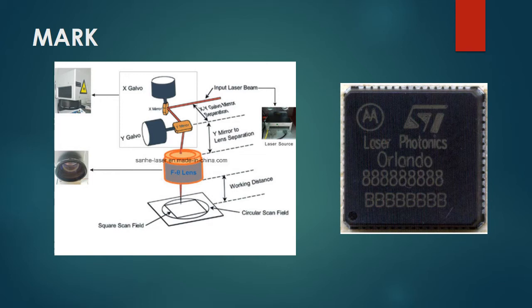On the left here we have a laser marker. This is how it looks and how it works. On the right hand side we have the finished product, the finished marked process of an IC.